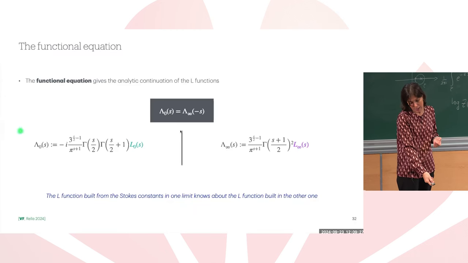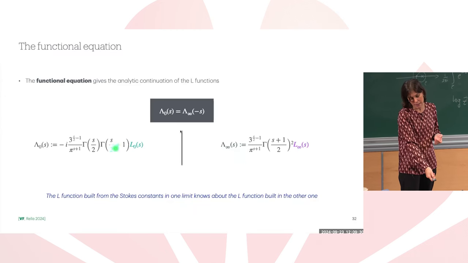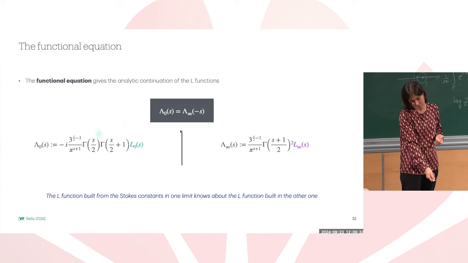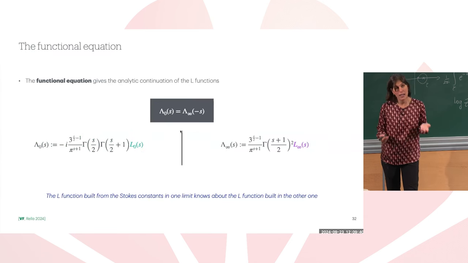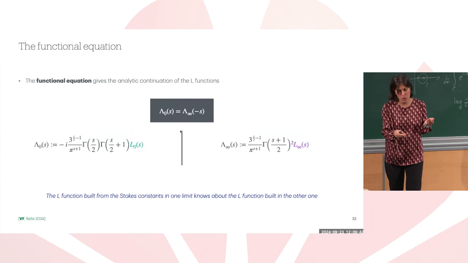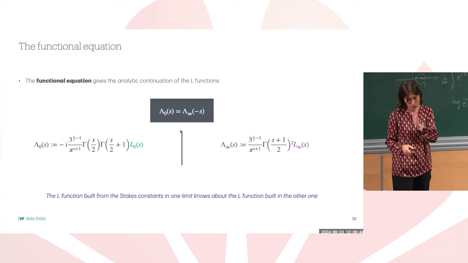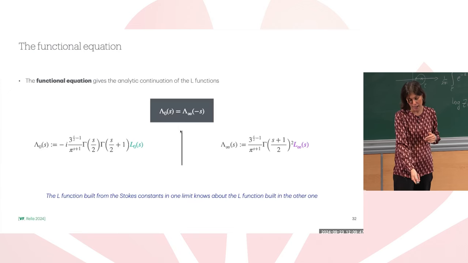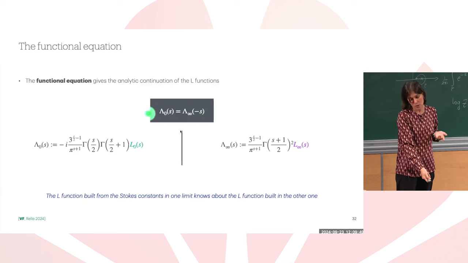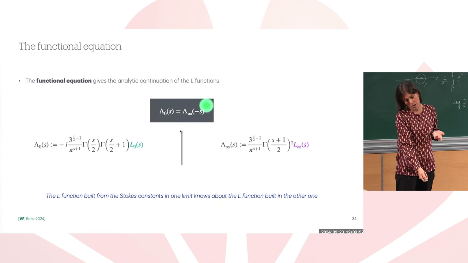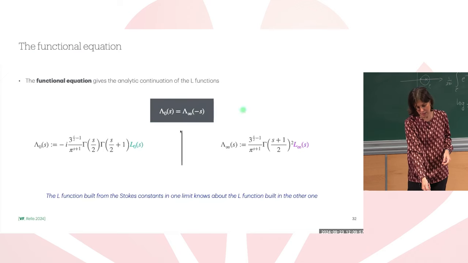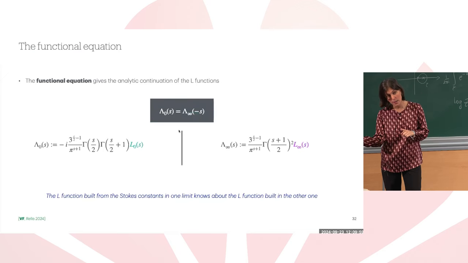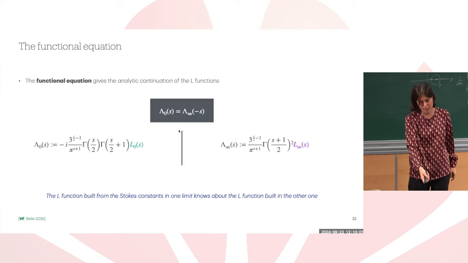So if you define this lambda zero and lambda infinity by adding some gamma factors, the important thing to remember is that lambda zero, of L zero, and the other one, of L infinity, the two functions are related to each other. So in fact, you can do the analytic continuation. You can pass this half line. And if you do that, you discover that one knows about the other. So if s was greater than one, using this equality, you find what's going on for s negative, and you find the other solution.